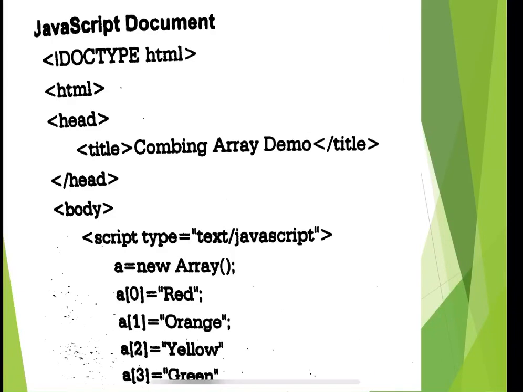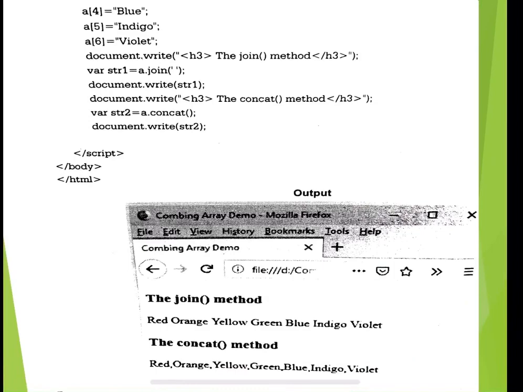Okay, so doctype HTML, head, close head tag, open body tag, open script tag. Here a is equal to new Array. a of 0 is equal to red, that is, the first element of the array is red, a of 1 is equal to orange, a of 2 is equal to yellow, a of 3 is equal to green, a of 4 is equal to blue, a of 5 is equal to indigo, and a of 6 is equal to violet. So this is an array. Now this array is created with size 7, so there are 7 elements in the array.